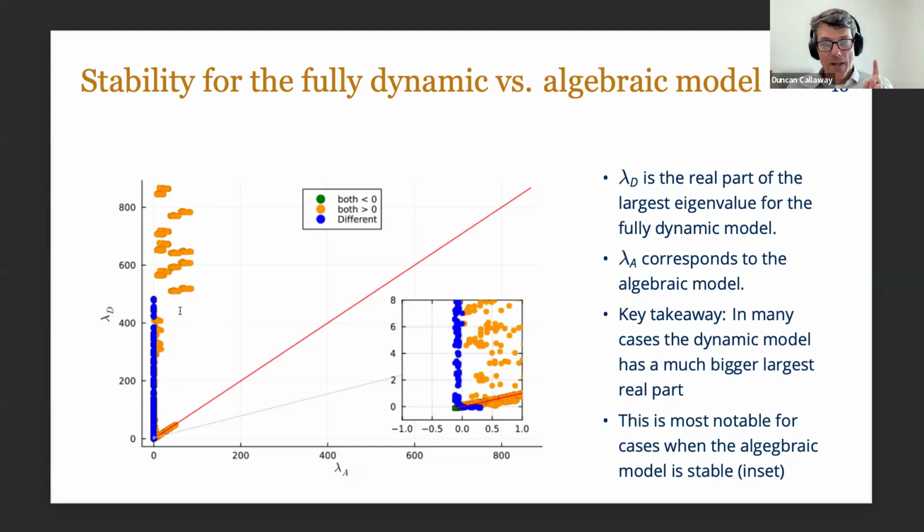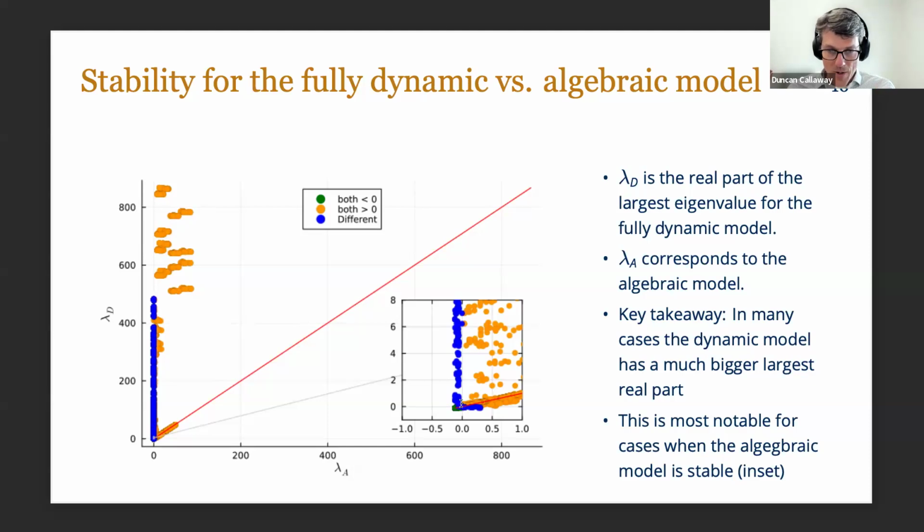Okay, so the key takeaway here that I want you to look at is that in many, many cases, the dynamic model has a much larger largest real part. If a dot lines up on this y equals x line, then that would mean that the dynamic model and the algebraic model are identical in terms of the real part of the largest eigenvalue. So if you're above this line, that means the dynamic model has a larger largest real part.